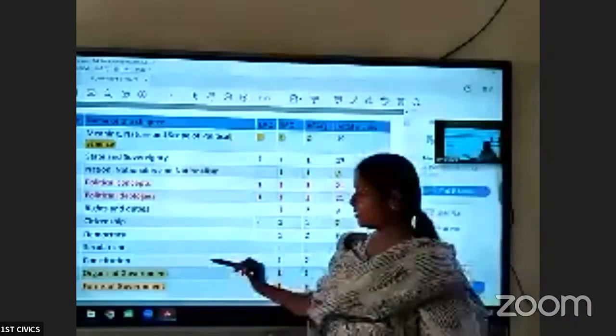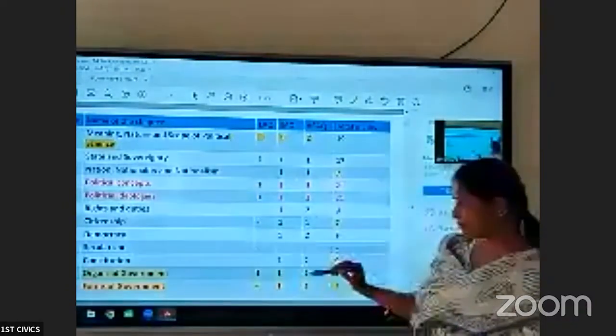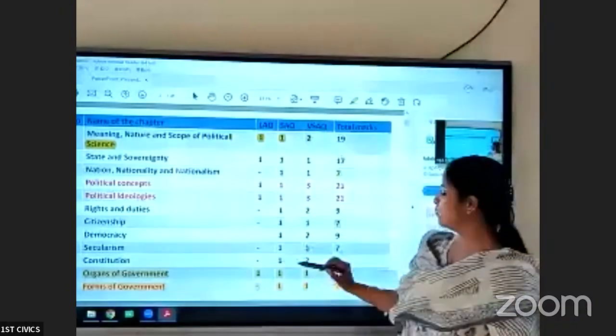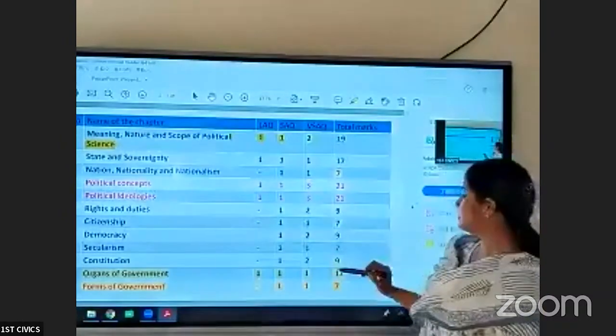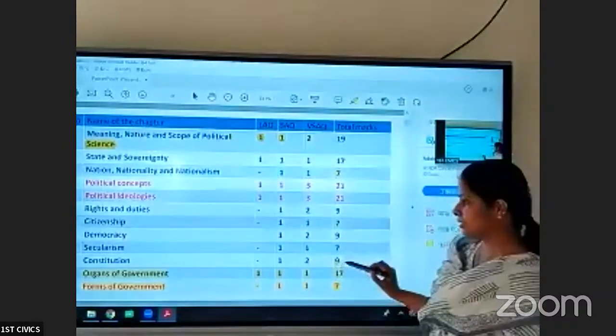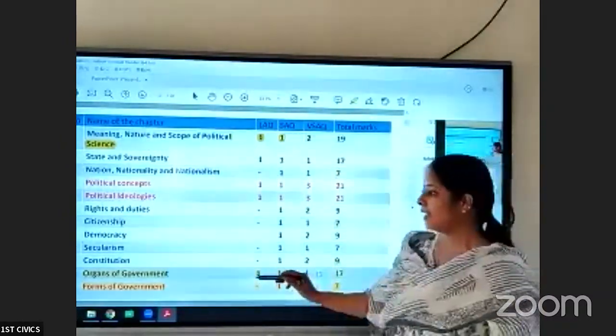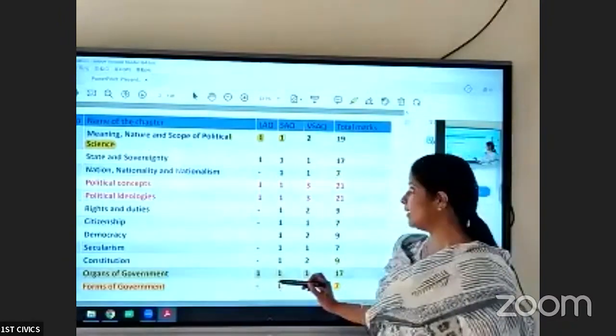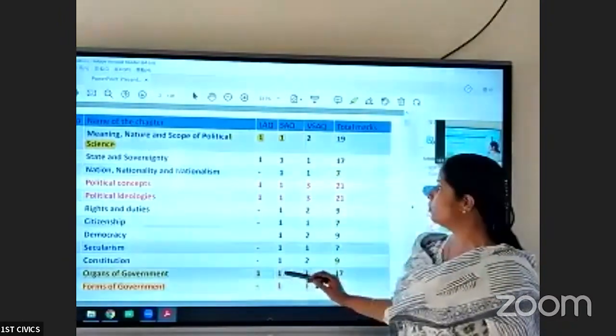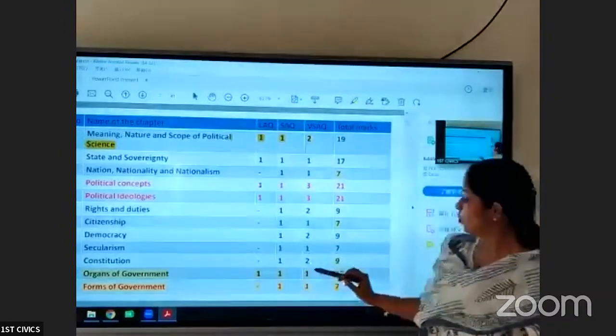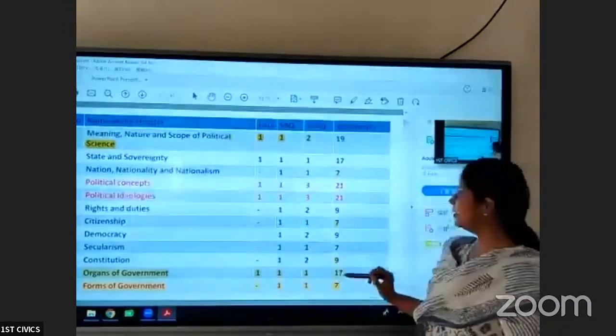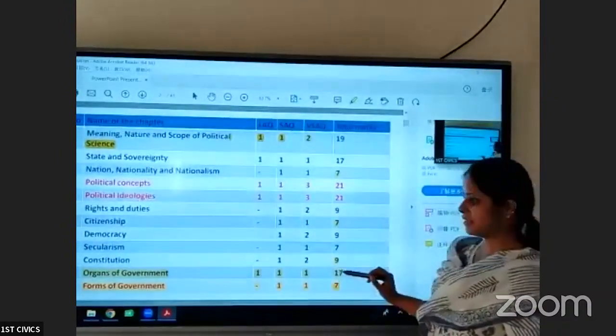Your 10th chapter is Constitution. You will get one SAQ, 2 VSAQs from this chapter, and the weightage for this chapter is 9 marks. 11th chapter is Organs of Government. You will get one LAQ, one SAQ, and one VSAQ from this chapter. The weightage for this chapter is 17 marks.